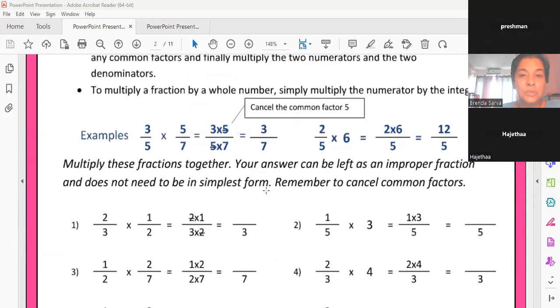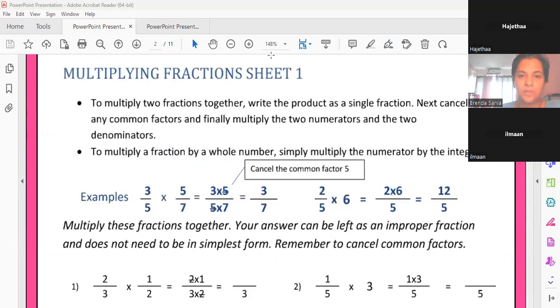Now we learn to do something I call the crisscross. Now, what is this crisscross? Everybody look here. 3 over 5 times 5 over 7. But I can see 5 here at the bottom and 5 here at the top, guys. Which means what? I can cross off. 5 divided by 5, I say 1. 5 divided by 5, again 1.